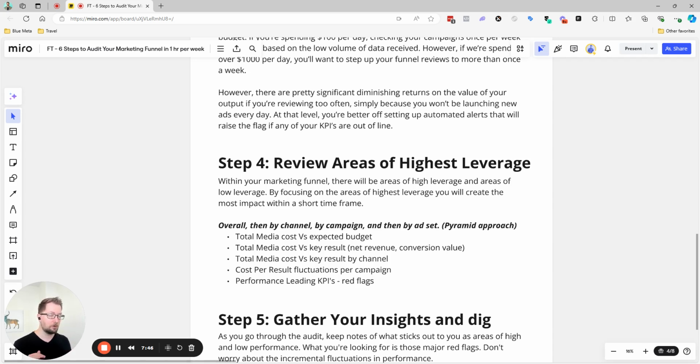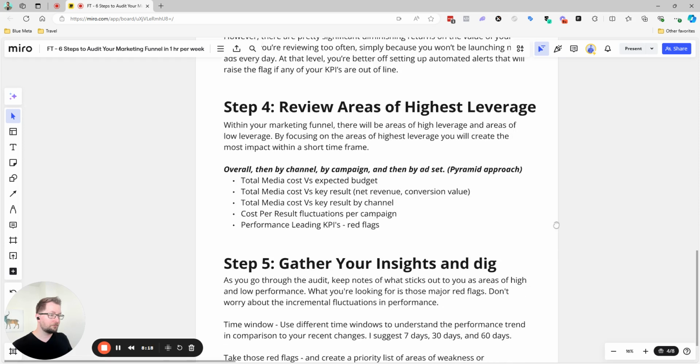Don't worry about the marginal, oh, this went up 10%, this went down 10%. You want to look for those red flags. This went up 100%, this went up 50%, or it decreased. These are major changes because the incremental stuff is just going to fluctuate over time. It's those major changes that we're looking for to identify, okay, we made a change here and it was positive, or we made a change here and it was negative, or something is either trending positively or trending negatively, right? So make sure you're looking for those red flags and writing down your notes as you go through.